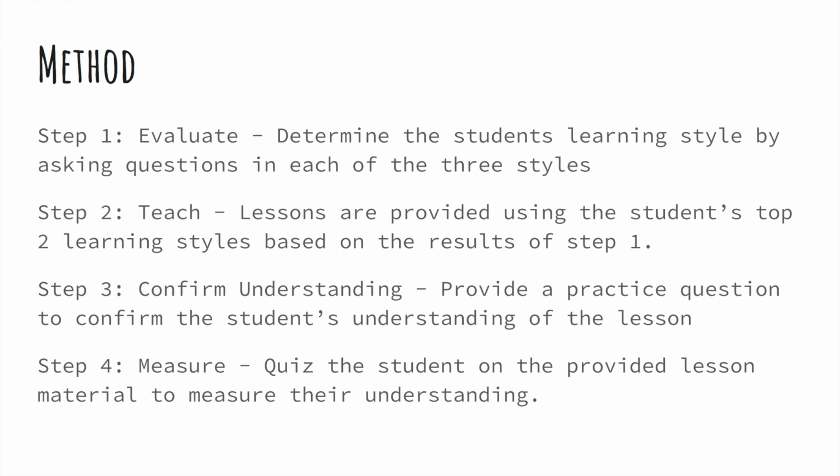The first step is evaluate to determine a student's preferred learning styles, and we do this by asking a series of questions written for each learning style, and then based on the responses that we get, we determine a student's preferred learning style. Step 2 then is to teach. So after step 1, we're going to provide a student with lessons, and the lessons that they see are going to be provided in their top 2 learning styles.